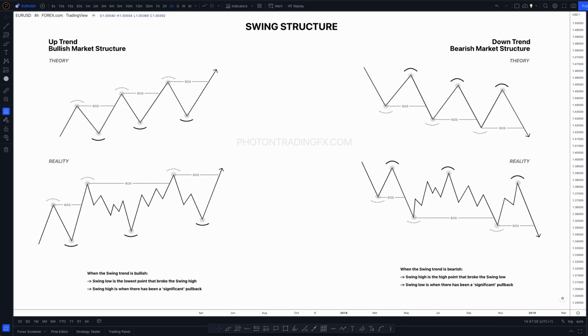So a quick recap on the basic theory. I would recommend you have a little refresher of the very first video in this module, I believe it's called Basic Market Structure, where we go over higher highs, higher lows, lower highs, lower lows, and strong and weak highs and lows. So with swing structure, I'm just going to focus on it here now.